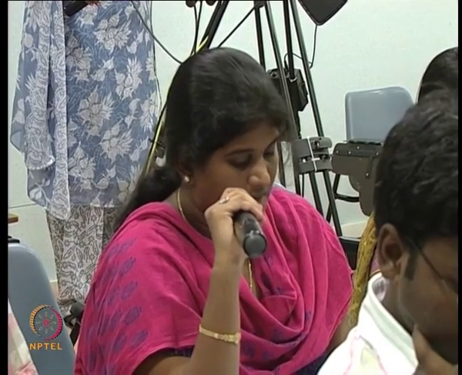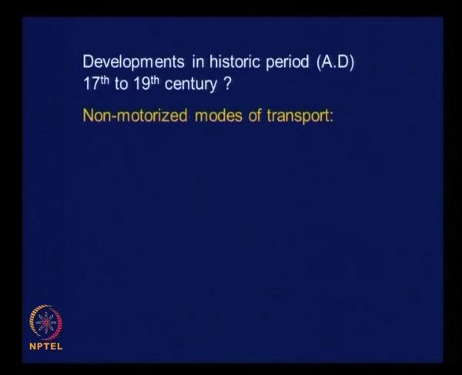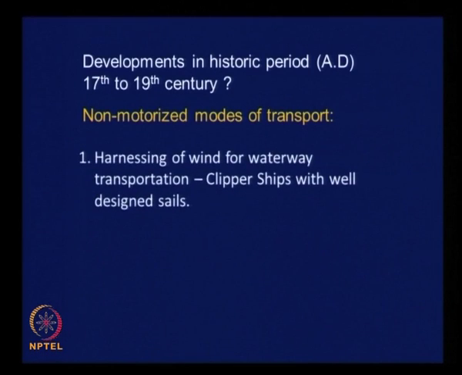It was just this period where Macmillan introduced the bicycles, and then Peary and Ernst improved the bicycles, and early tires were being improved in this period. Let us see whether the response is right or wrong. And first, harnessing of wind for waterway transportation was understood clearly, and clipper ships with well designed sails were developed.